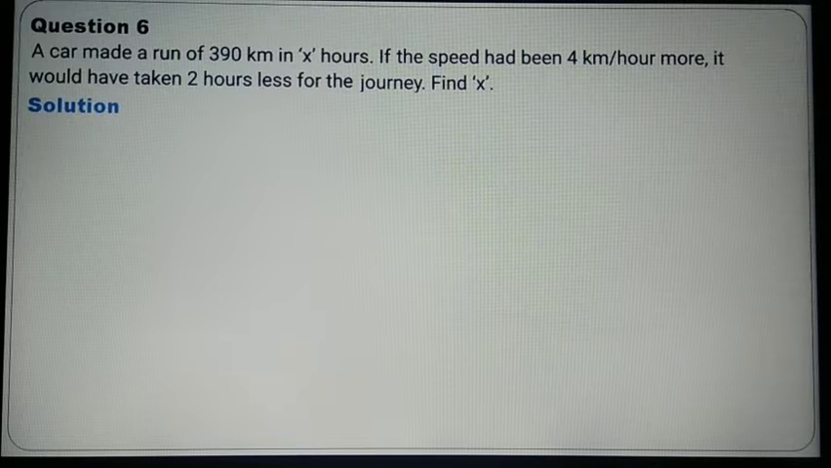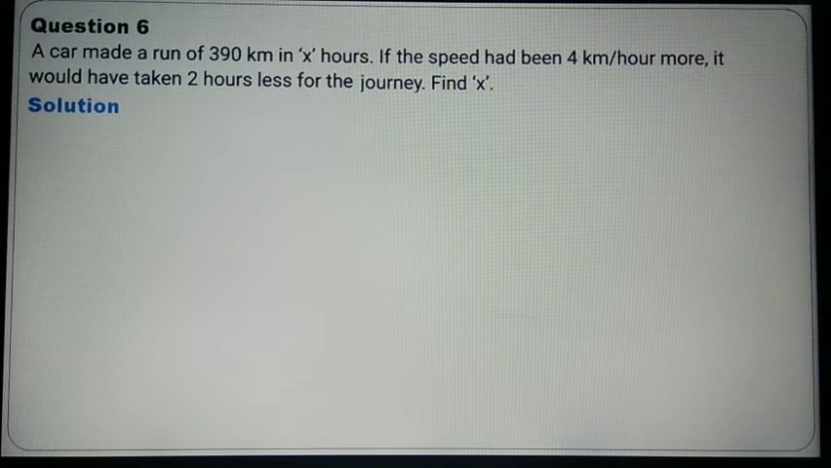Question number 6. A car made a run of 390 kilometer in x hours. This time we are not given the speed. Instead, this x represents your time. So a car is made to run for 390 kilometer, and to cover 390 kilometer it is taking a time of x hours, right? Let's go to the next part.